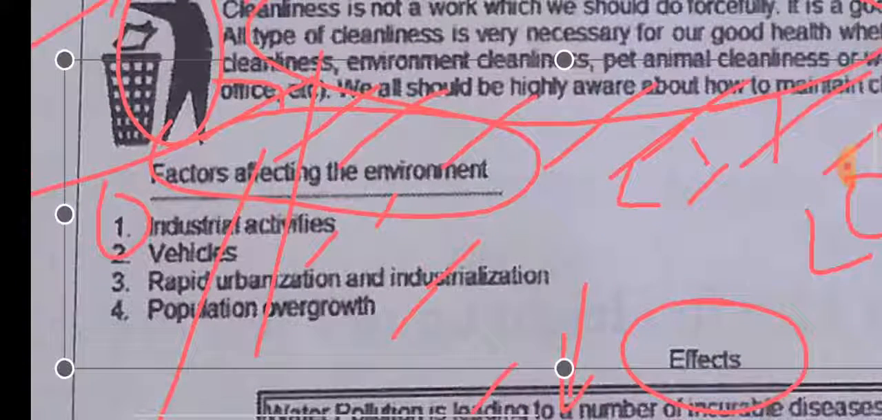So we use here "factors affecting the environment." You can easily see that after it there is a line, and that line is implemented by using the hr tag. It seems that it is underlined, but you can easily see that after that heading there is a proper space. If we use the underline tag or u tag, it is directly attached to the heading, but this is not attached to the heading.